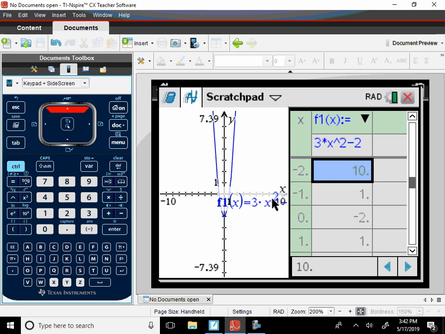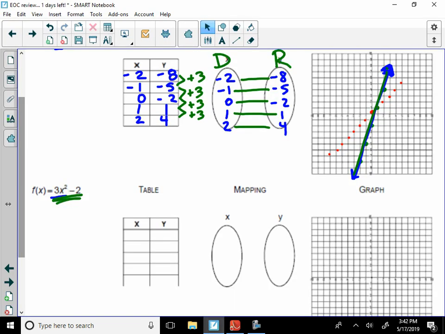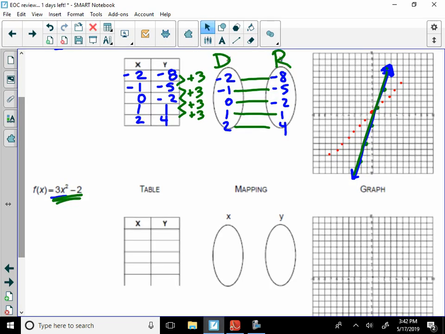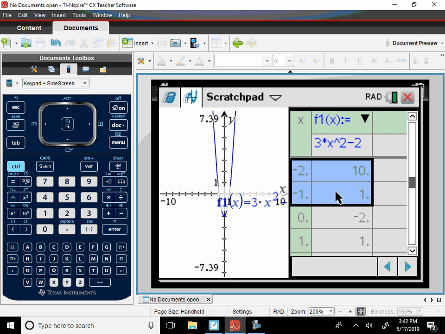So -2 and 10, -1 and 1. Let me write that in real quick. -2 and 10, -1 and 1, 0 and -2. And then watch what happens. Watch what happens. This is what makes this parabola. So here's the kicker.